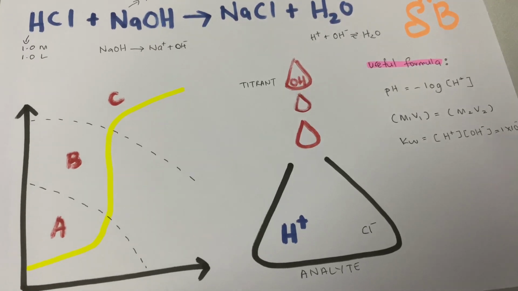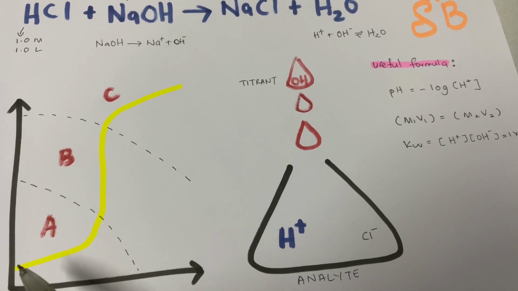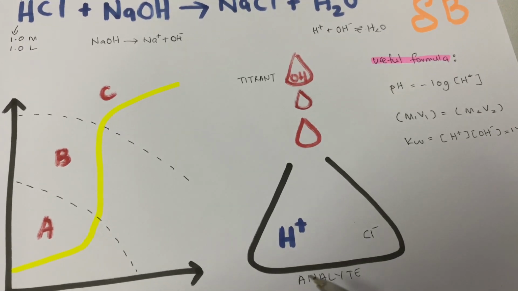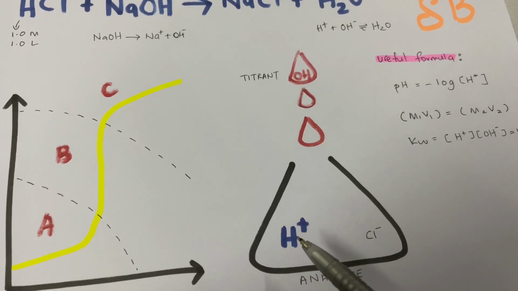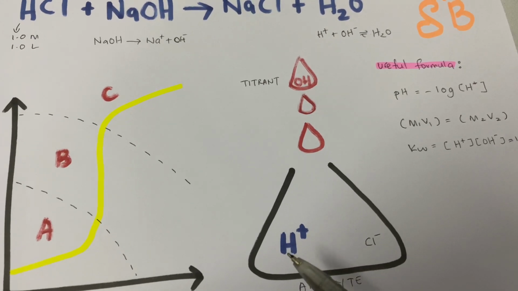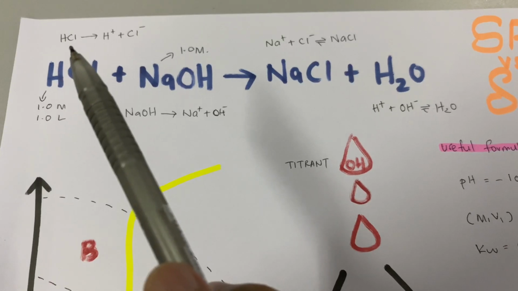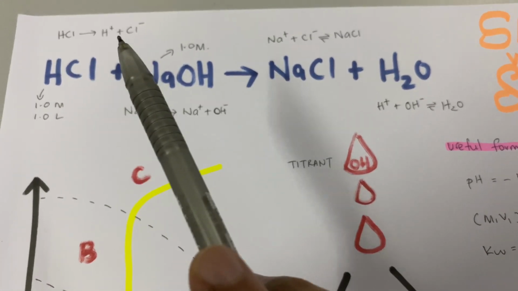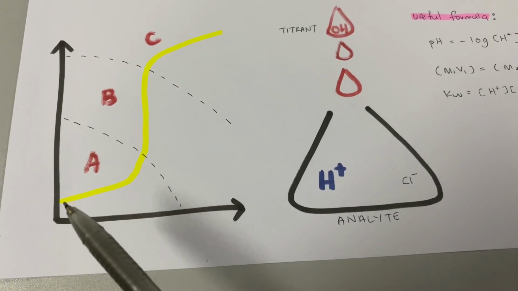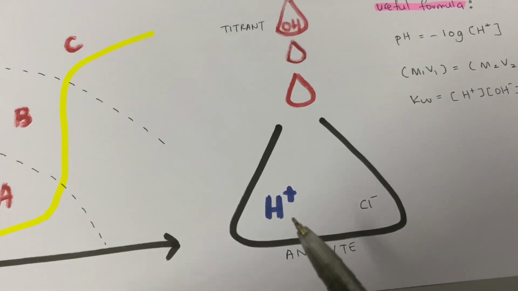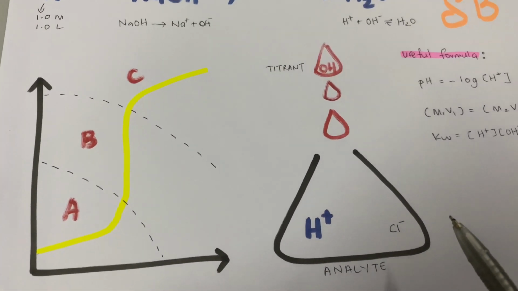Okay, so let's look at first part A. In part A, we focus on the first point here, that is before titration starts. Before titration starts, we know that the analyte contains hydrochloric acid, HCl. So in the conical flask, you will have H plus and Cl minus. What is the concentration of H plus? Because hydrochloric acid completely dissociates, if it is 1 molar hydrochloric acid, the H plus is also 1 molar. So how to calculate the pH before titration? It is just plugging the concentration of H plus into the formula. You will get the pH before the titration. That is easy. Okay.